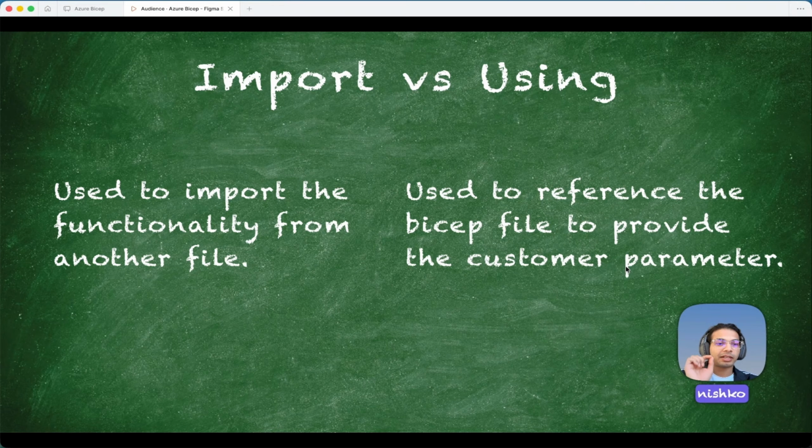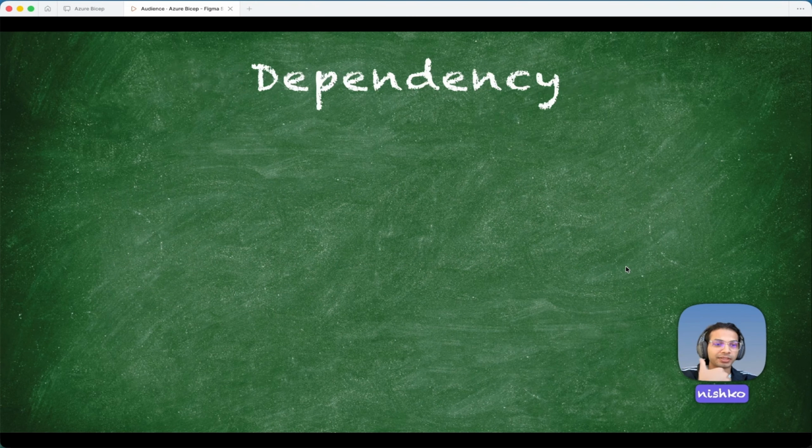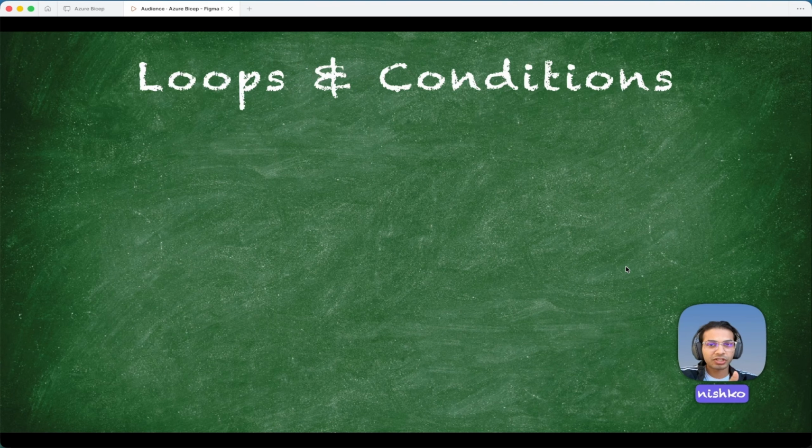Then we also discussed in the last video the difference between import and using, and the user defined types, existing resources, dependency, and extensions. We have covered everything, and we are almost at the end of the series where all the concepts were needed, and we'll soon be coming up with a dedicated playlist. But in today's video, I'll be explaining what loops and conditions are.